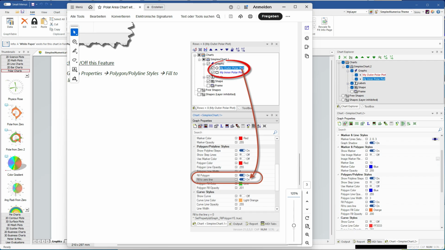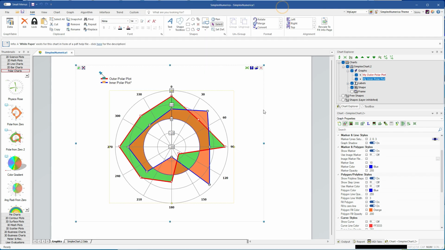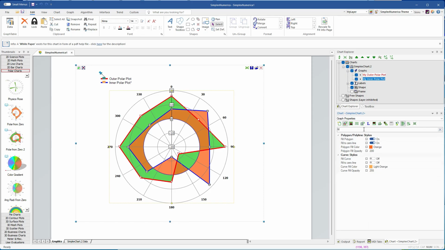Use graph properties, polygon or polyline styles, fill to 0 line. That's it. Bye for now.